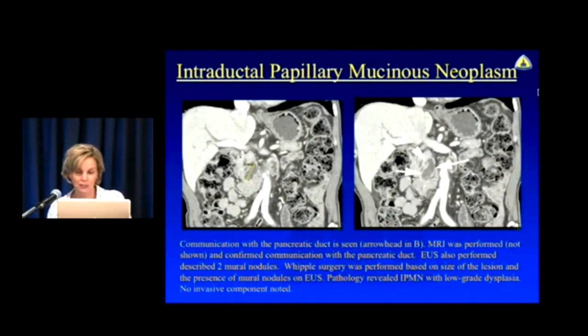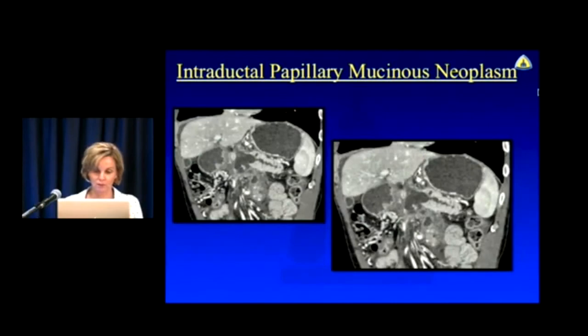There it is. You can see it. And that arrowhead is showing you the dilated duct. So it's communicating with the duct. So now you're thinking it has to be an IPMN, not one of the other cystic tumors. Whipple surgery was performed based on the size and the presence of mural nodules on EUS. So we didn't see them on CT, but based on size, the patient went to surgery, and this was an IPMN with low-grade dysplasia without an invasive component, so that was good for the patient.